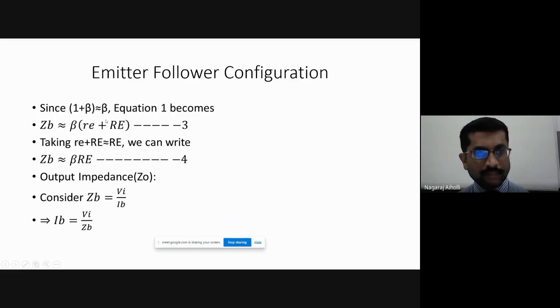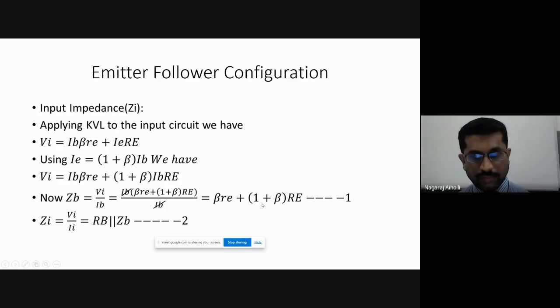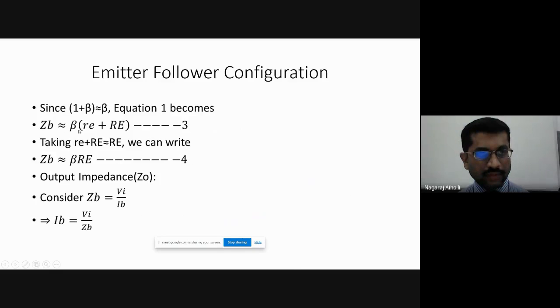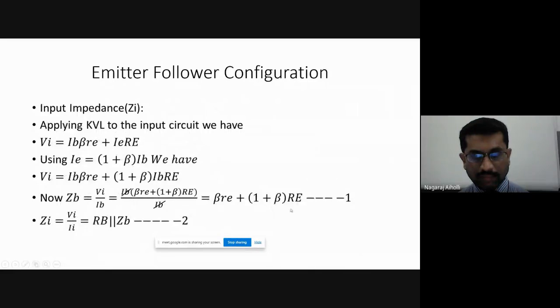Now 1 plus beta is approximately beta, because beta is larger than 1. If we substitute 1 plus beta approximately equal to beta, equation 1 becomes beta into small re plus beta into capital RE. That is, Zb is equal to beta re plus beta into capital RE.